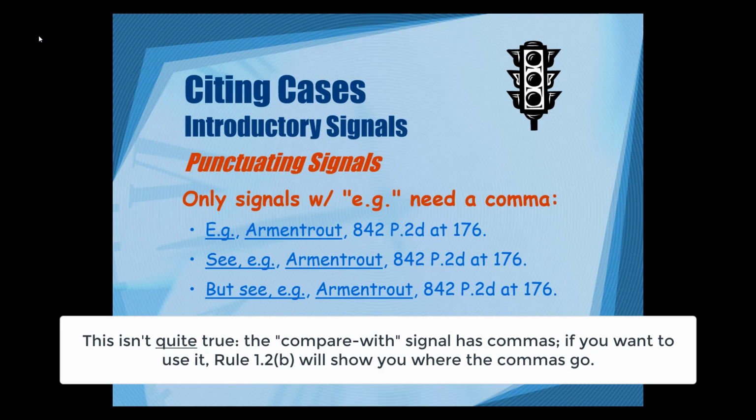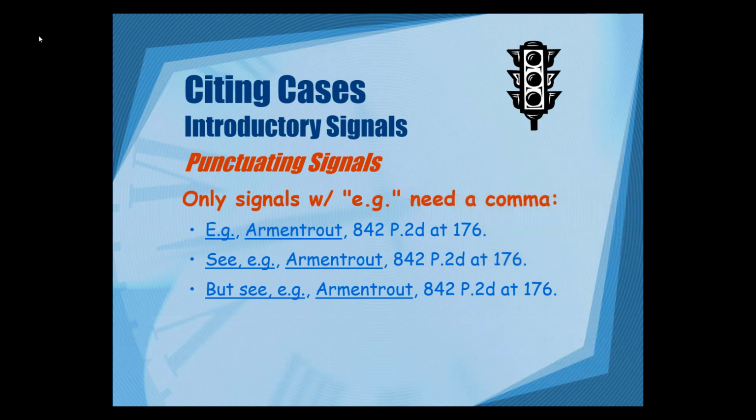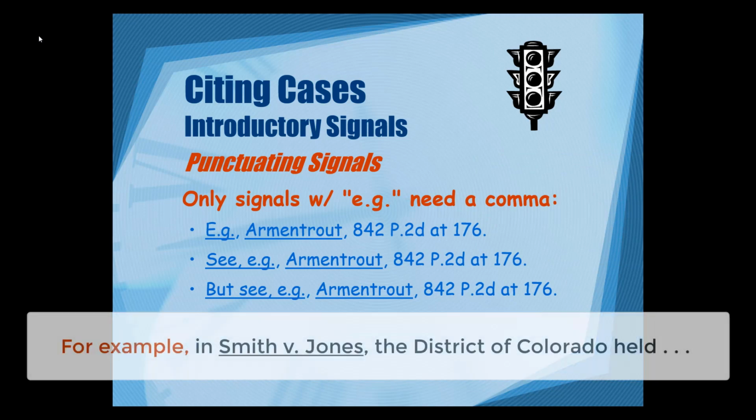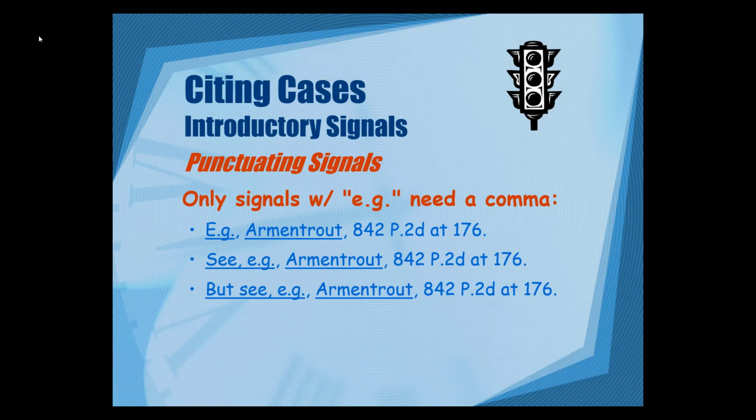There are two ways to remember this. First, think about e.g.'s meaning. For example, if you were using e.g. spelled out as an initial clause, you'd follow it with a comma. If you were using it spelled out as a subclause, you'd set it off with commas on both sides. It's the same here, abbreviated in a citation.